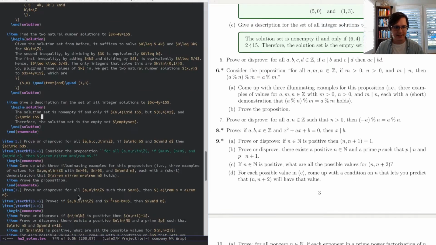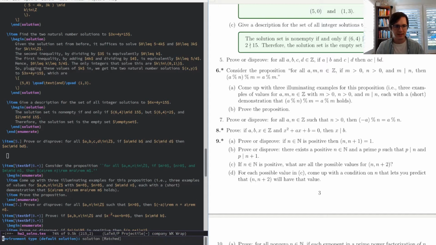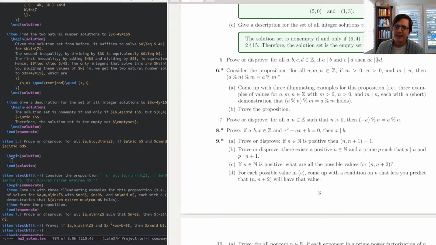Okay, but 5, this is actually a not so bad problem. Prove or disprove: for all a, b, c, and d, if a divides b and c divides d, then ac divides bd. One reason we should believe this is that the prime factors of b and d consist of all the prime factors of b and d, and a and c has all the same prime factors as a and c combined. And so all the prime factors of a and c should then show up in b and d. So we're going to prove it.